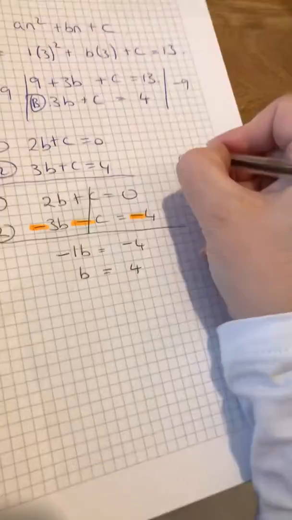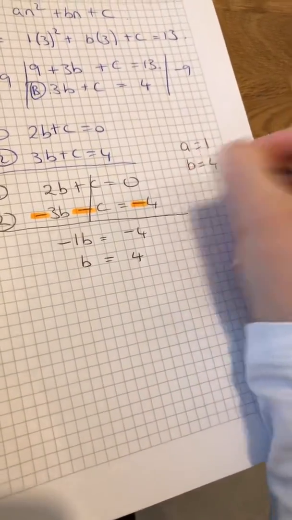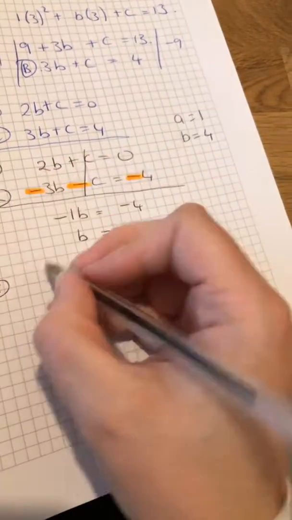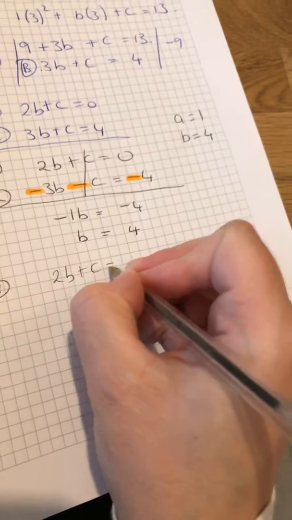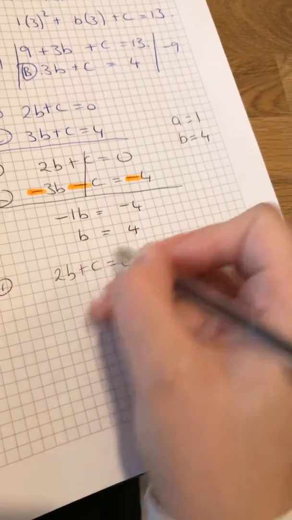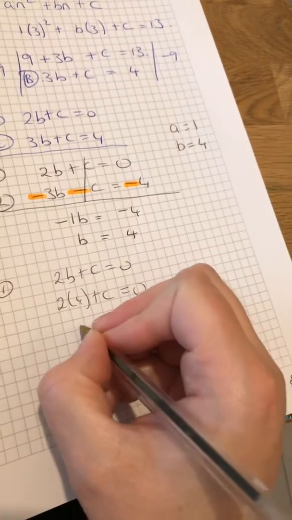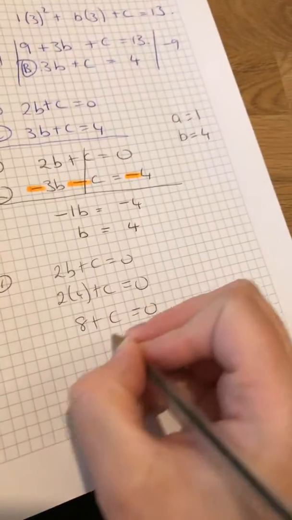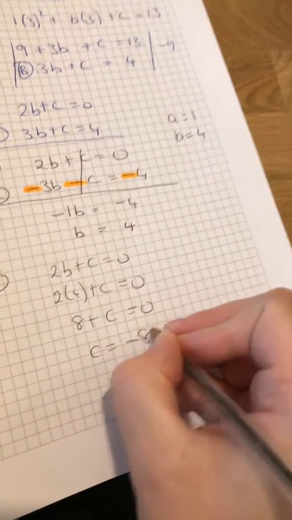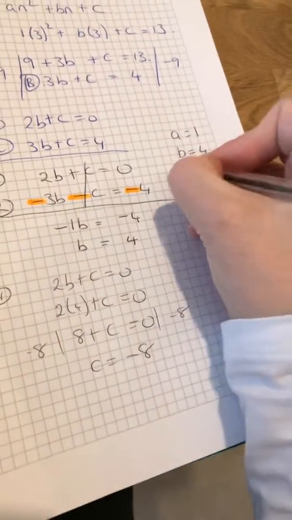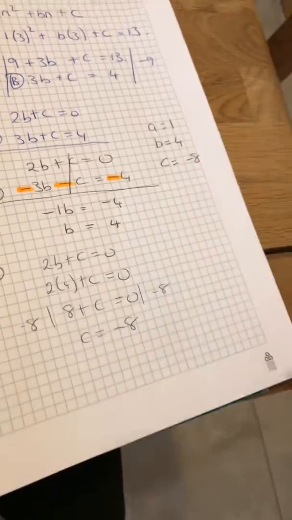So now we know a is equal to 1, b is equal to 4, and we're just looking for c. So we take your equation 1 again, which is 2b plus c is equal to 0. And everywhere you've b, put in your 4. So 2 times 4 plus c is equal to 0. 8 plus c is equal to 0. c is equal to minus 8 because you move the 8. So c is equal to minus 8.